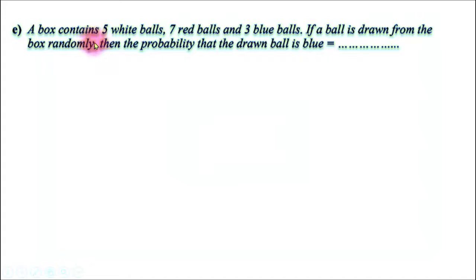E: A box contains 5 white balls, 7 red, and 3 blue. If a ball is drawn from the box randomly, then the probability that the drawn ball is blue. We have 3 blue, and the sum of all balls is 3 plus 7 equals 10 plus 5 equals 15. Then the probability equals 3 over 15, in simplest form equals 1 over 5.